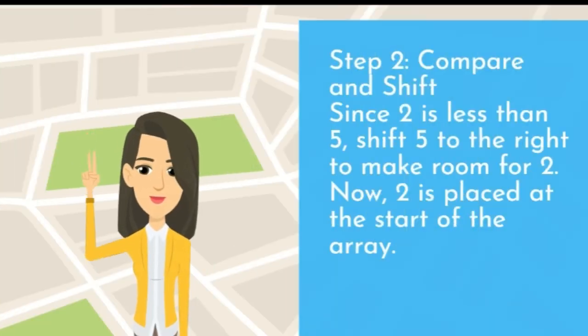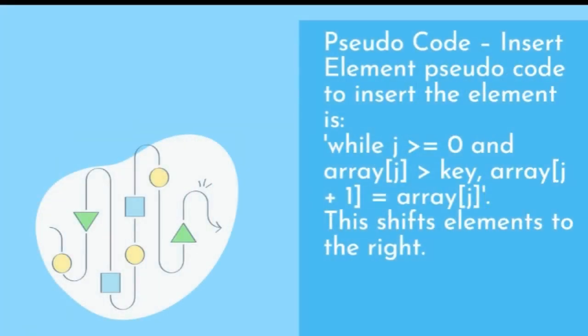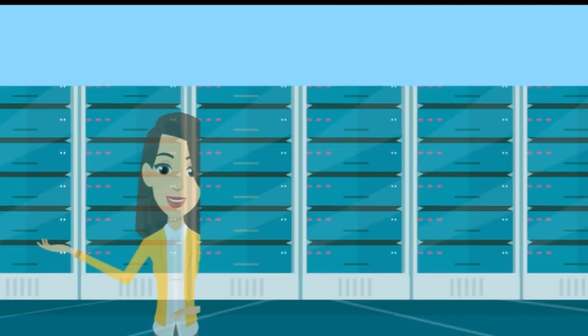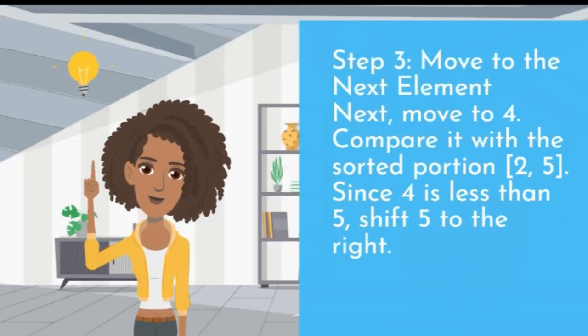Compare and shift. Since 2 is less than 5, shift 5 to the right to make room for 2. Now 2 is placed at the start of the array. Insert element pseudocode: to insert the element, while j is greater than or equal to 0 and array of j. After inserting 2, the array looks like 2, 5, 4, 6, 1. The first two elements are now sorted.